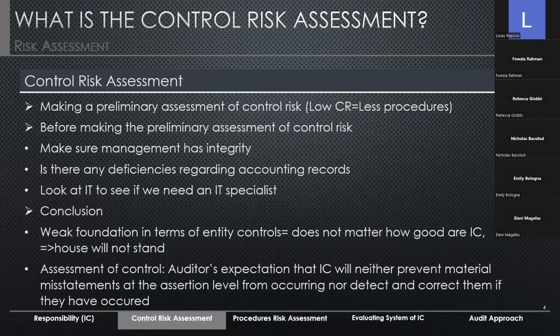And then you could be looking at, maybe before the engagement, is there any risks to the company? Maybe they have jewelry, so we're going to be hiring an appraiser. And let's say that it's a company like IBM that has a lot of technology behind it. We're going to be hiring someone that's a specialist in IT. So that's pretty much the conclusion here. So weak foundation, assessment of control, auditors' expectation that internal control will neither prevent material misstatement. You can take a minute to read that if you want.